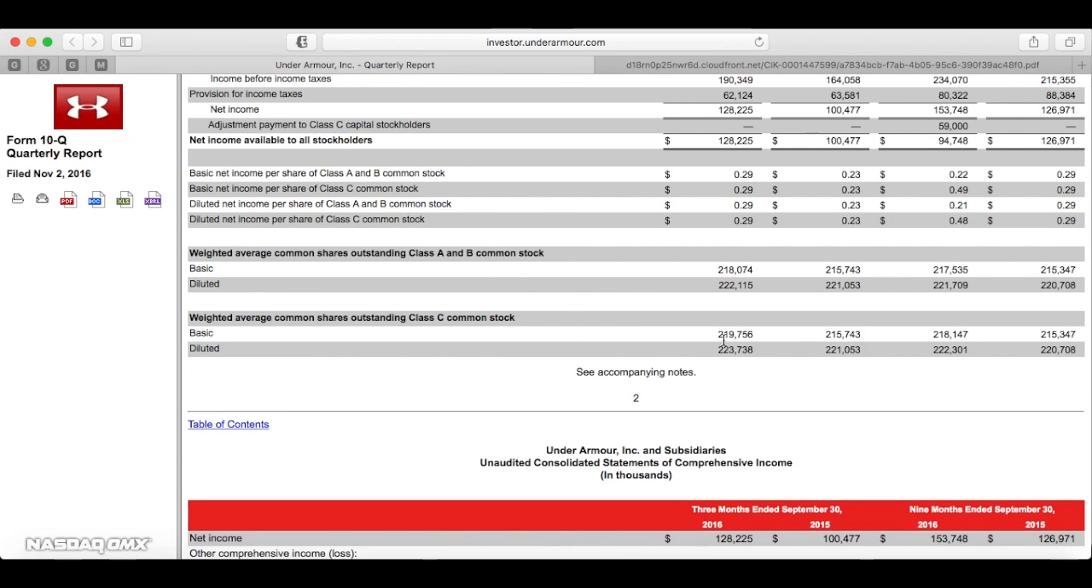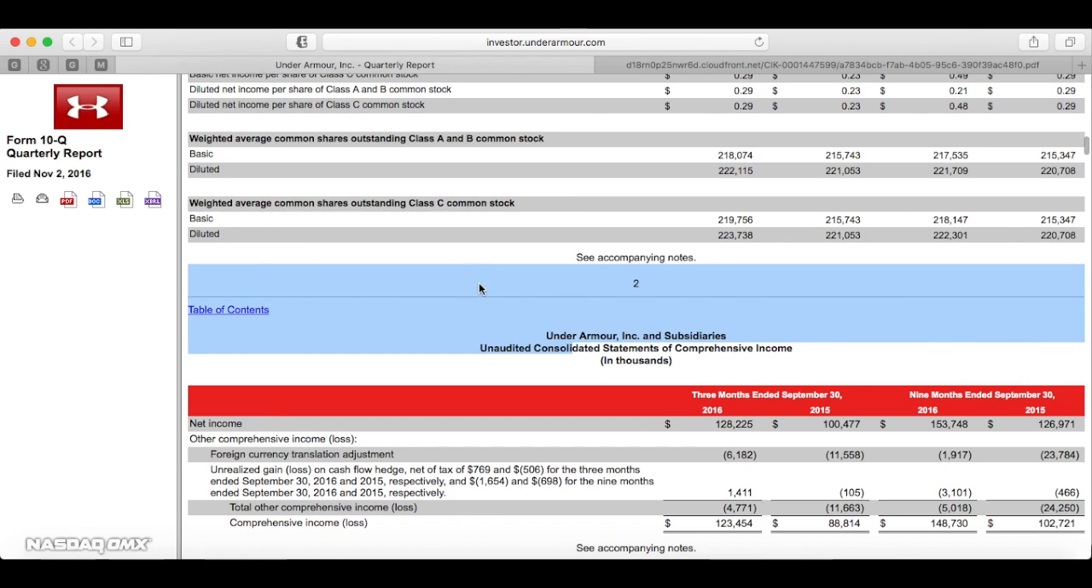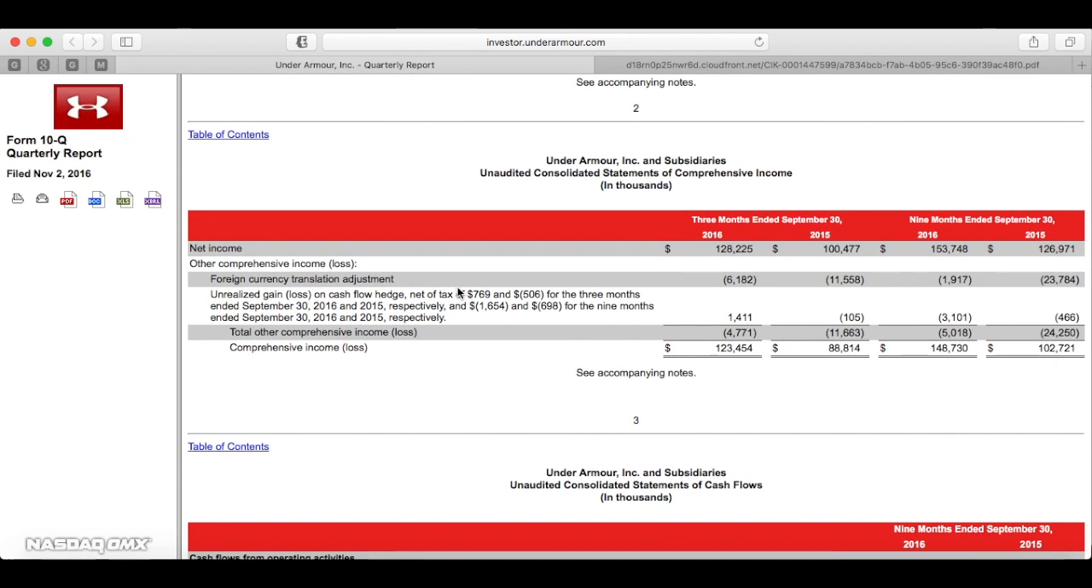We notice that Under Armour has increased shares. Obviously, they've got to pay some of these executives and a lot of these employees with some kind of compensation. But this gives you an idea: Under Armour accelerating at a much slower rate. Fitbit, obviously, is a much younger public company, but I just wanted to contrast that for you.